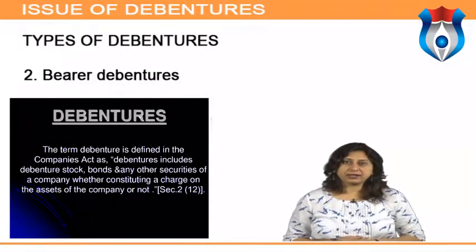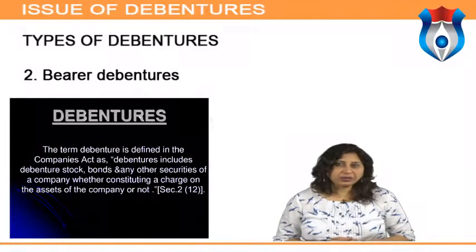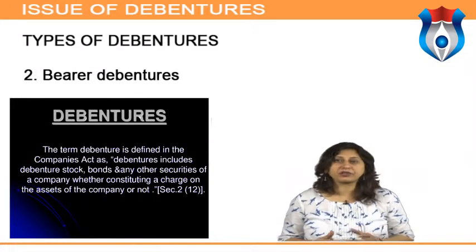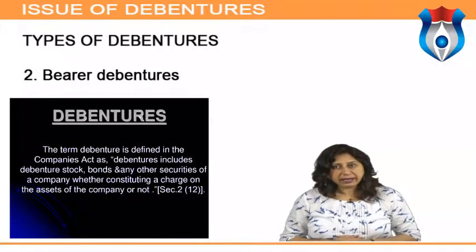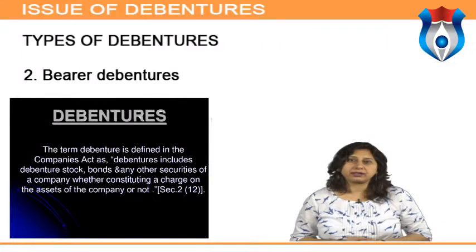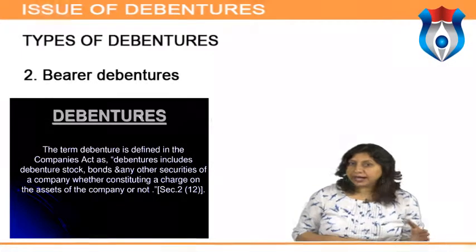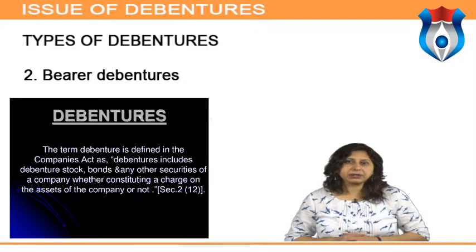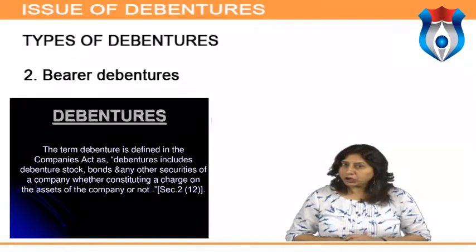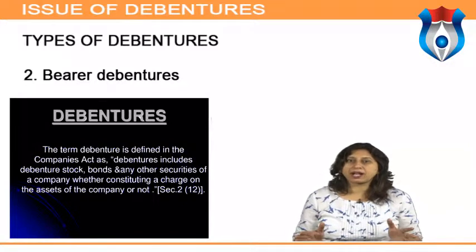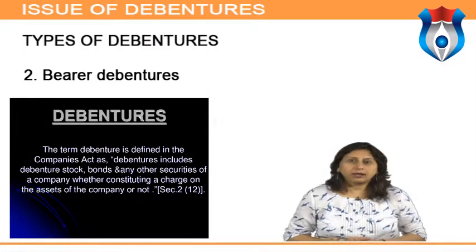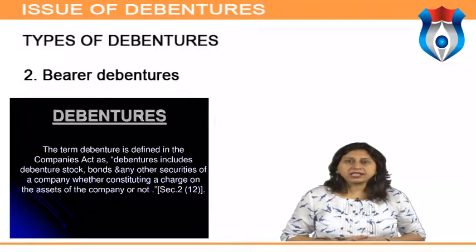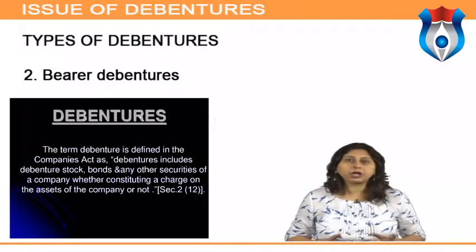Bearer debentures. These are those debentures which are not registered in the register of the company. Bearer debentures are like a bearer check. They are payable to the bearer and are deemed to be negotiable instruments. They are transferable by mere delivery. No formality of executing a transfer deed is necessary. When bearer documents are transferred, stamp duty need not be paid.